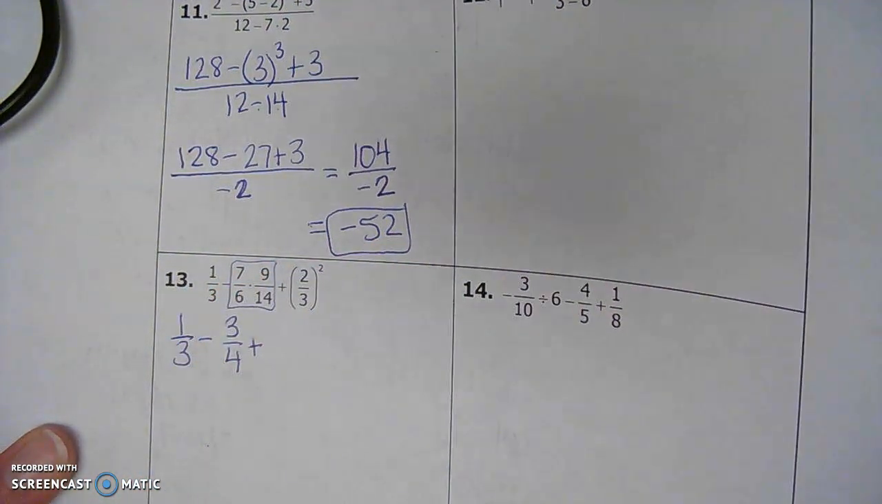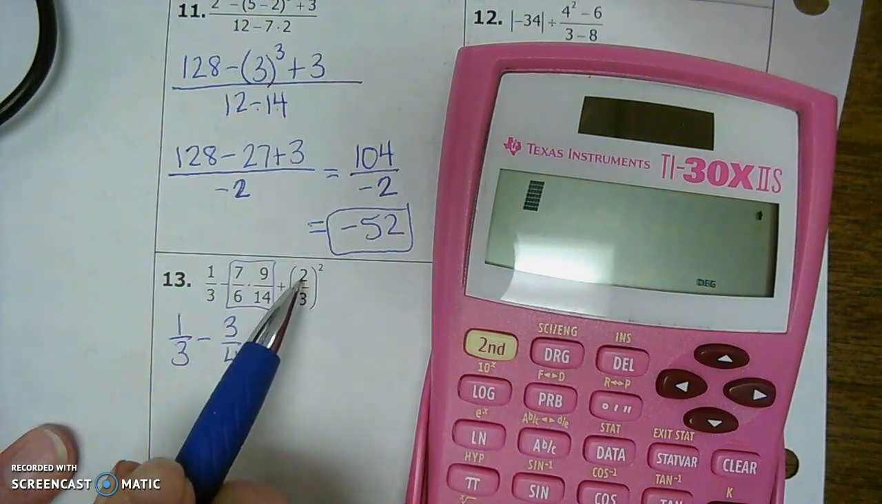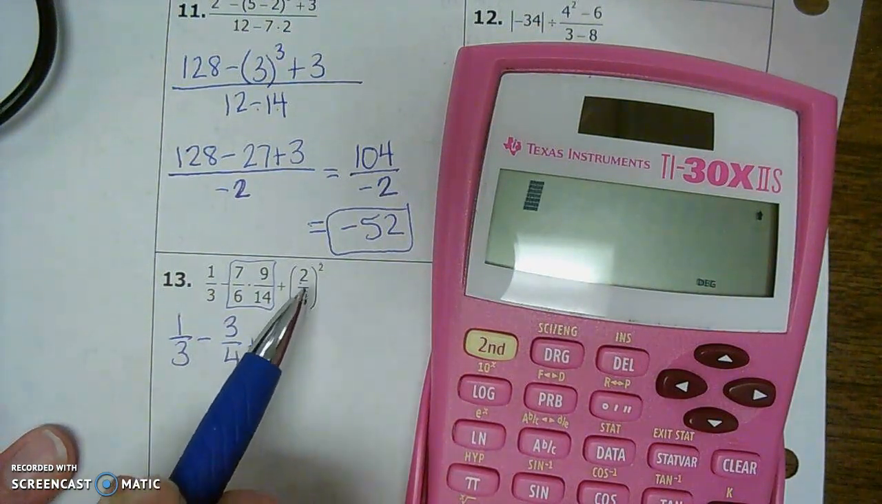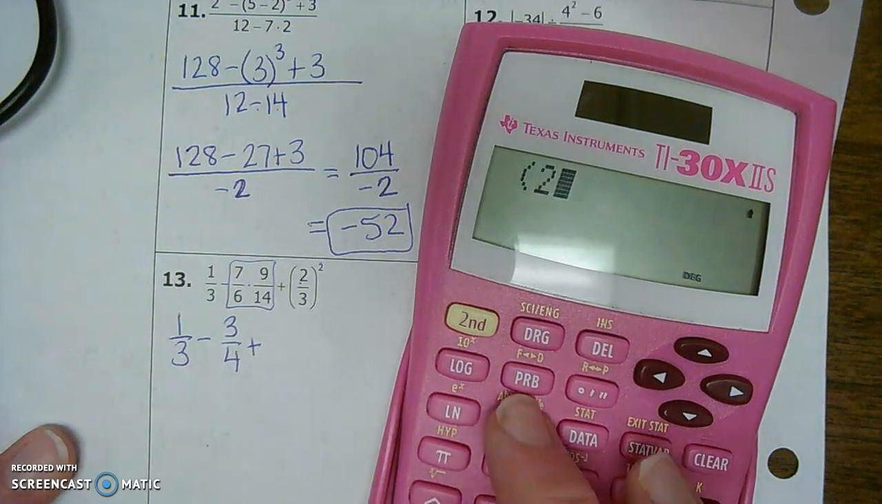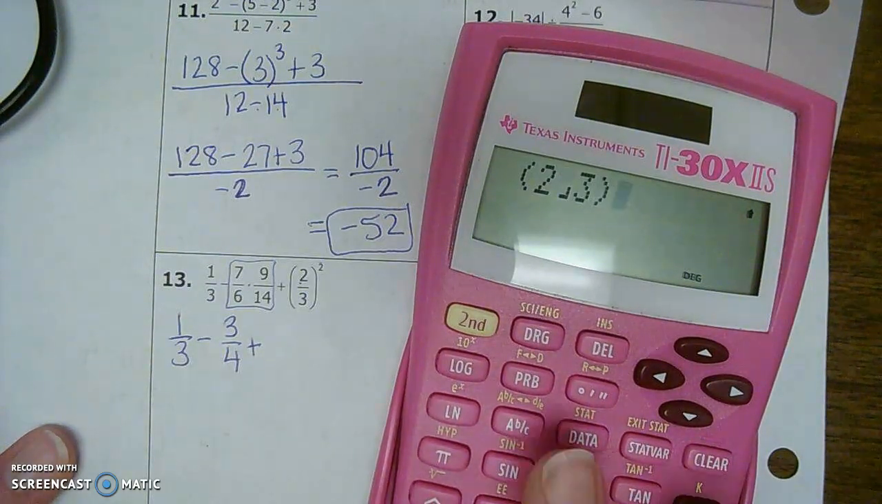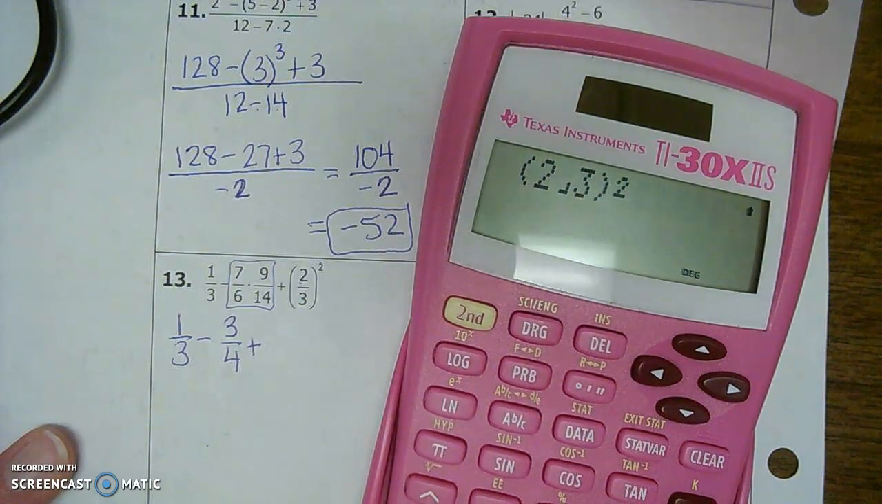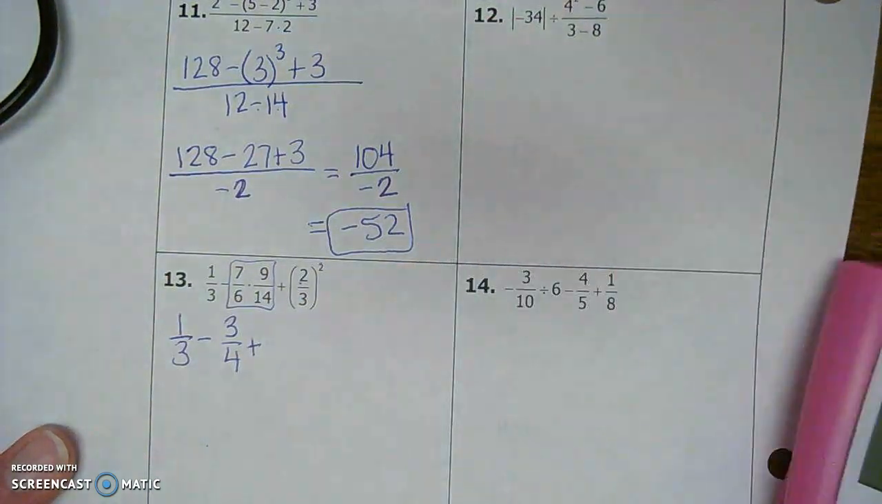Plus 2/3 squared. You can either remember that means 2 squared, which is 4, and 3 squared, which is 9, or parentheses 2 ABC 3 parenthesis squared. And we get 4/9.